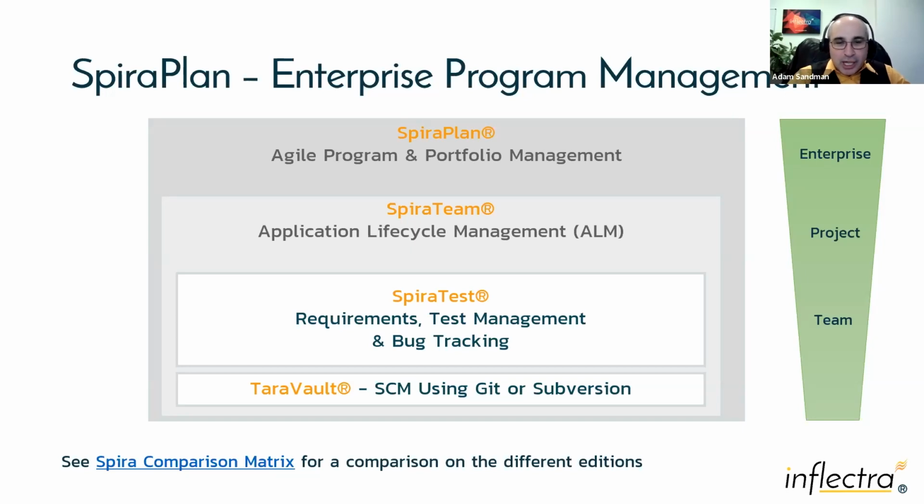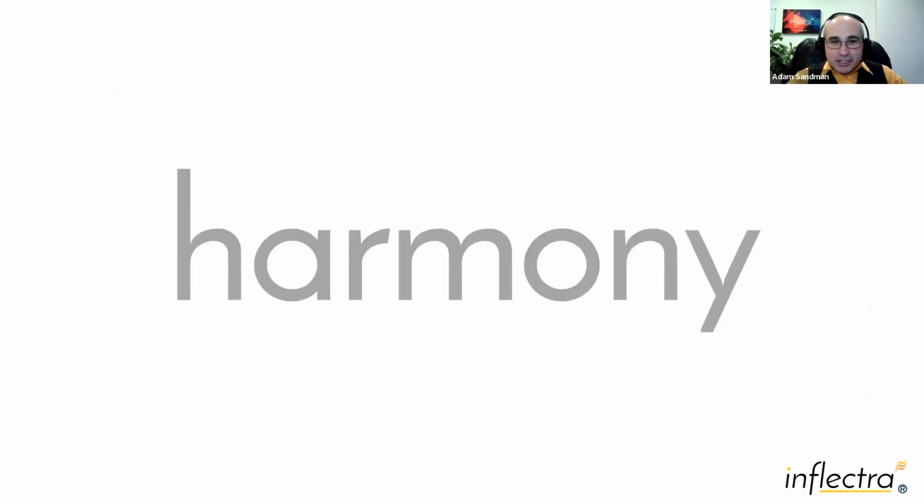It's been around for a while. That grew into our SpiraTeam agile planning and QA tool for team level and project level, and then SpiraPlan is the tool we're going to be doing today, which is really an enterprise-focused product and includes things like program management and risk management that aren't in the other editions.